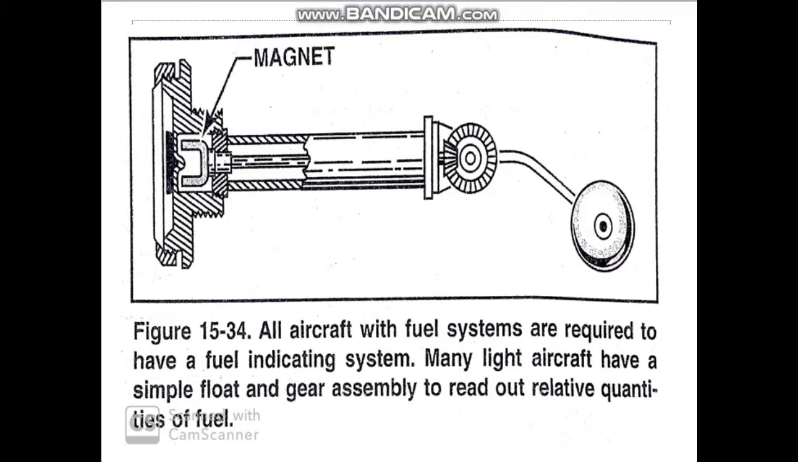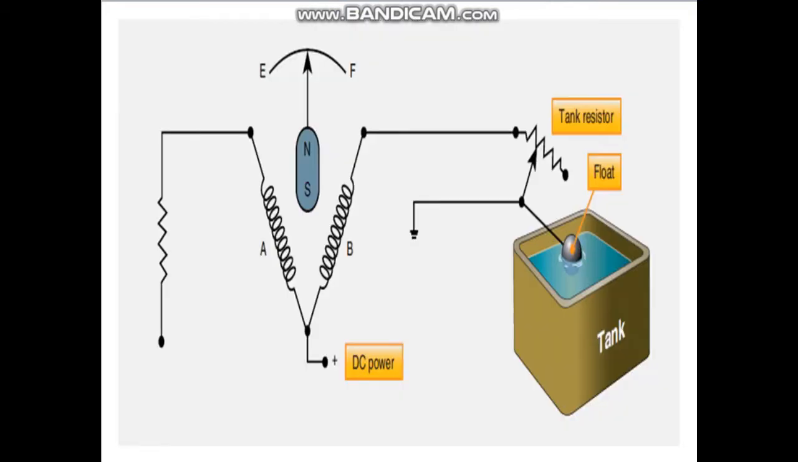The second type we have is called electric fuel quantity indicators, and they are more common than mechanical indicators in modern aircraft. Most of these units operate with direct current and use variable resistance in the circuit to drive a ratiometer type indicator. The movement of a float in the tank moves a connecting arm to a wiper on a variable resistor in the tank unit. Here we have the wiper and here we have our tank resistance.